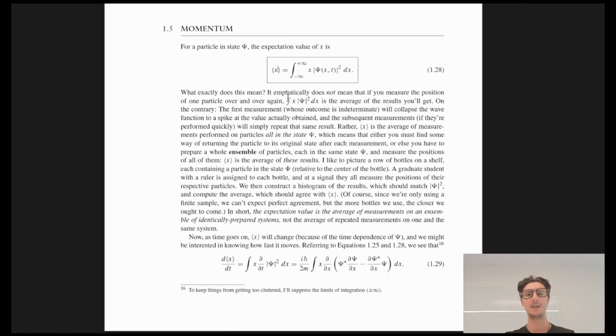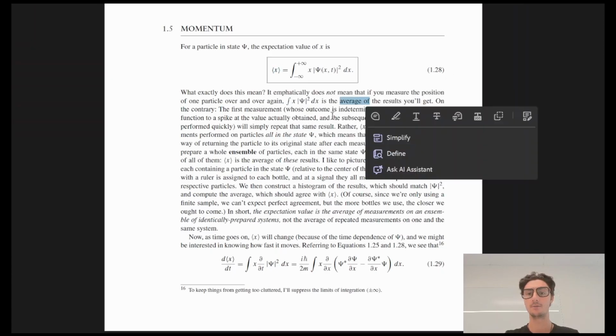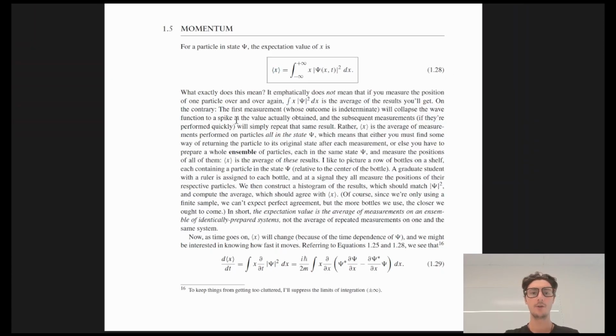What exactly does this mean? It emphatically does not mean that if you measure the position of one particle over and over again, this is the average of the results you'll get. See what I mean? In the probability section, this meant the average, but now it's not the average. So we're going to keep going. On the contrary, the first measurement, whose outcome is indeterminate, will collapse the wave function to a spike at the value actually obtained. And the subsequent measurements, if they're performed quickly, will simply repeat the same result.